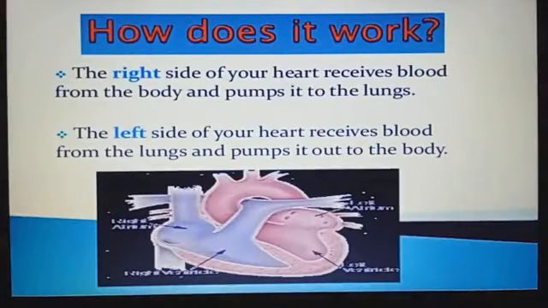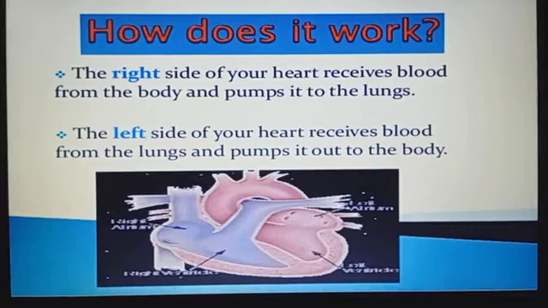Now, the question comes, how does the heart work? The right side of your heart, its major function is to receive blood from the body and then pump it to the lungs. The left side of your heart receives the blood which is purified by the lungs, and then that blood is pumped out and distributed to the different parts of our body.